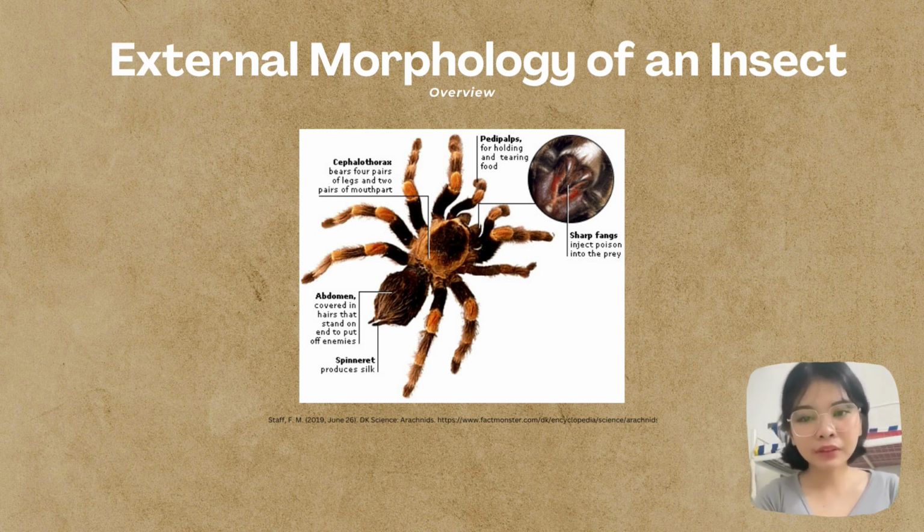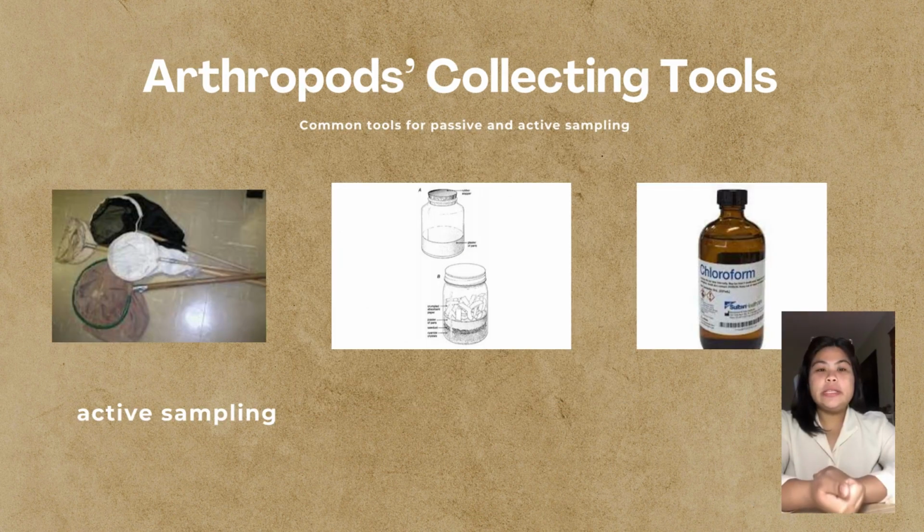Arachnids, particularly the group of arachnids known as spiders, are the most successful terrestrial organisms. Now let us proceed to the arthropods and collecting tools.